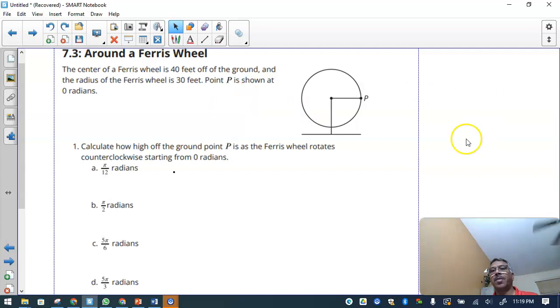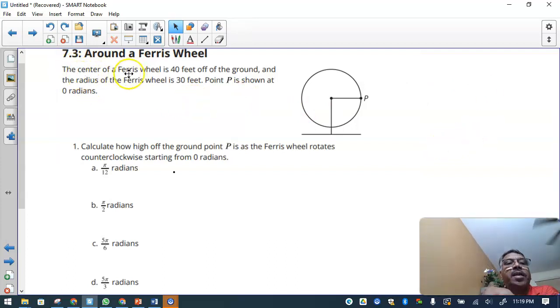I want you to pause the video and see if you can try this. The center of a Ferris wheel is 40 feet off the ground and the radius is 30. So this is the Ferris wheel, which is 40 off, meaning from the center down to the ground is 40, but the radius is 30. The question is, how high off the ground is the point P when it rotates by the angles pi by 12, pi by 2, 5 pi by 6, and 5 pi by 3?